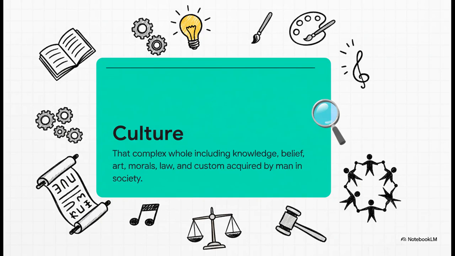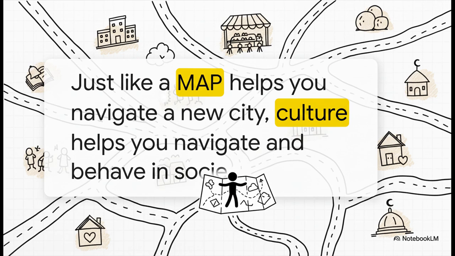This is a classic definition from way back in 1871 by an anthropologist named Edward Tylor, and it still holds up. He called it a complex whole. And look what's in there. Knowledge, beliefs, art, morals, laws, customs, basically everything we learn and pick up just by being a part of society. It's the whole shebang.